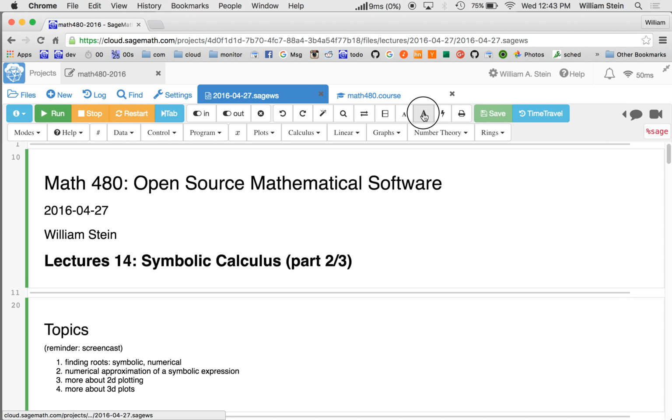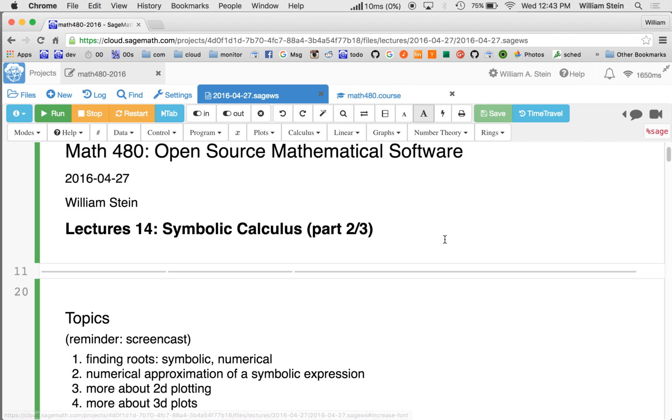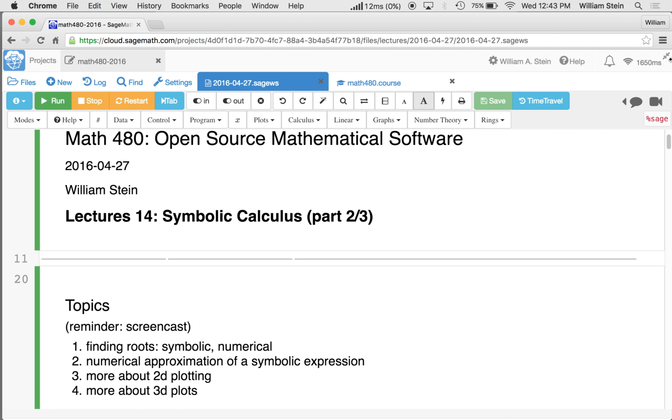So what I show you might encourage some questions. This is part 2 of 3 about things related to symbolic calculus in Sage.